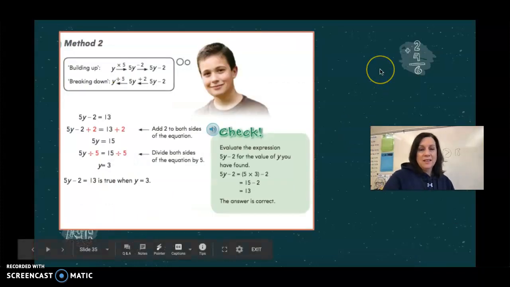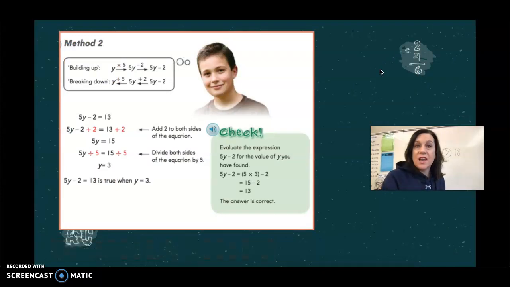All right, let's do a check. This is a different method, and I'm going to teach a different one too during math today. So you've got 5y minus 2 equals 13. Now, whatever you do to one side of the equation, you do to the other. So here, we're building up and we're breaking down. So you've got 5y minus 2 equals 13.